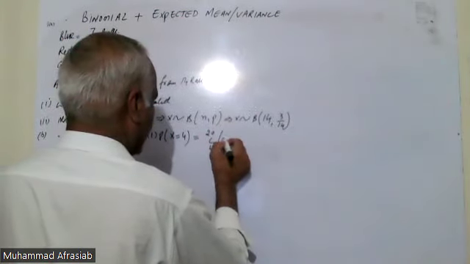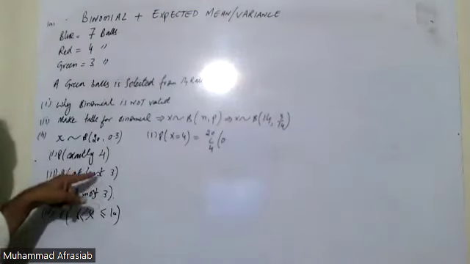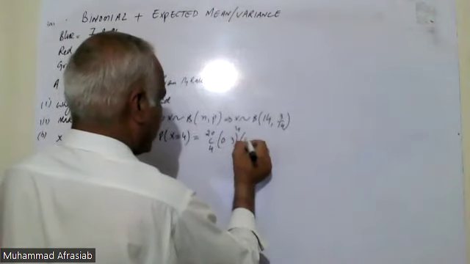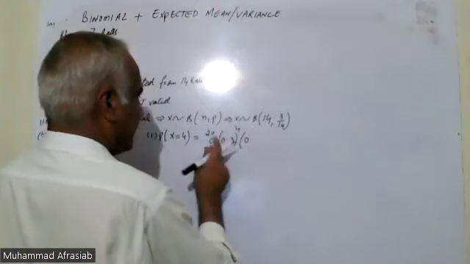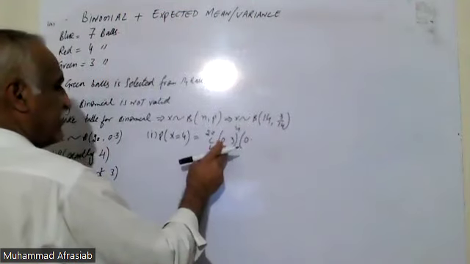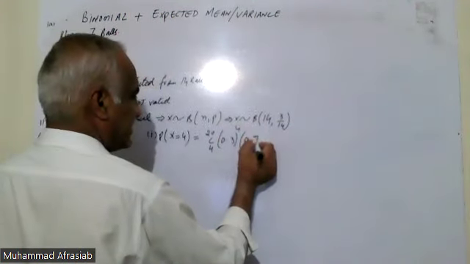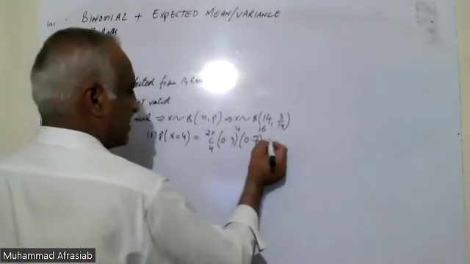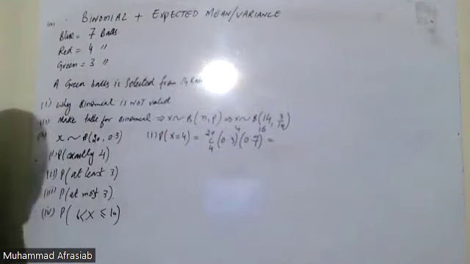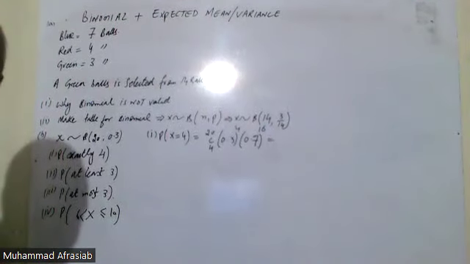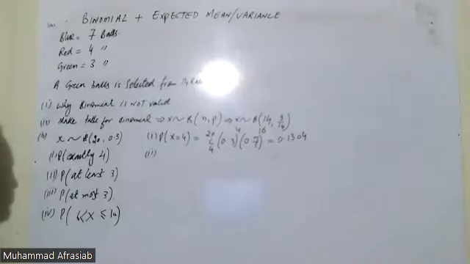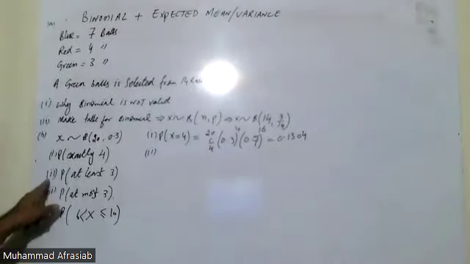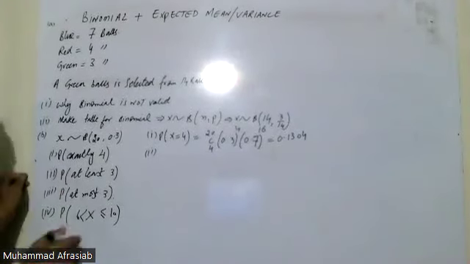So we write this as 20C4 into the probability of success, 0.3, to the power 4. Then the failure probability will be 1 minus 0.3, which is 0.7, to the power 16. So the answer would be 0.1304.